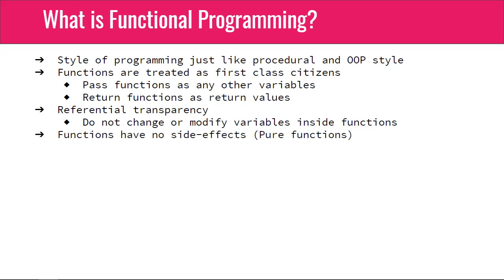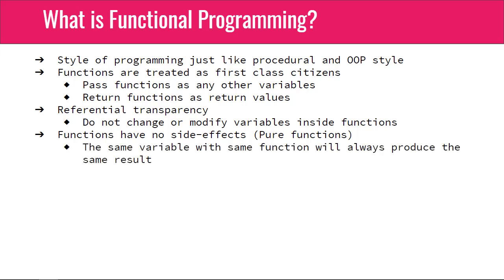The third attribute is that functions have no side effects. These kind of functions are also called pure functions. This is also related to referential transparency. This means if we pass the same variable to the same function, then it will produce the same result all the time. This also means that the variable has not been changed. If the variable was changed, then the function call would have produced a different result depending on the value of the variable. But it conflicts with the second attribute of the functional programming.